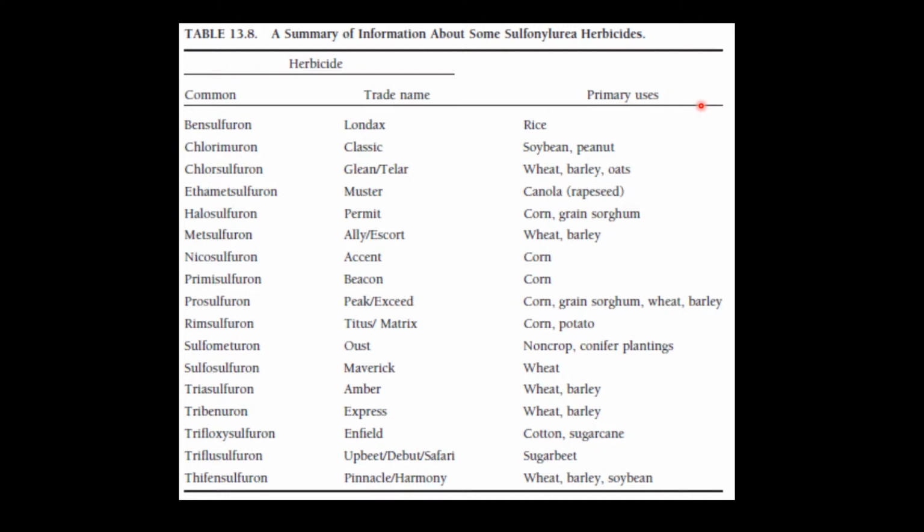The site of action for the sulfonylureas catalyzes the first step in the biosynthesis of the three-branch chain aliphatic amino acids, which is valine, leucine, and isoleucine. A secondary effect is cessation of plant growth, such as stunting, due to cessation of cell division and slow plant death. Tolerance is related to plant's ability to detoxify the herbicide. So these are some of the common sulfonylurea herbicides.